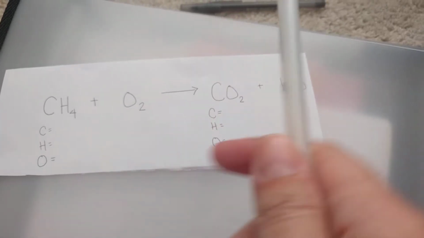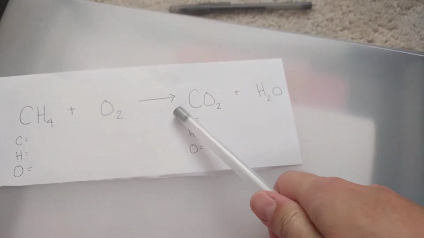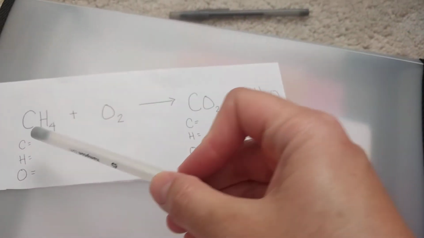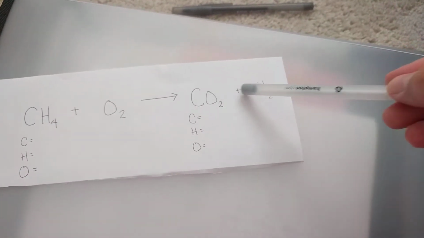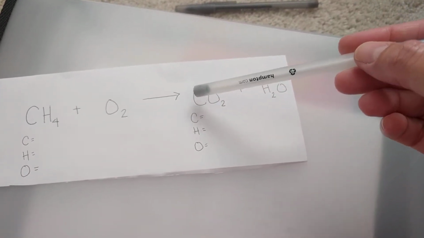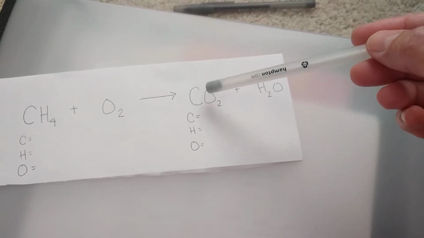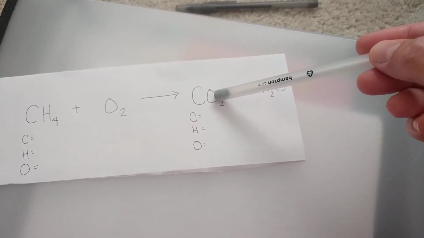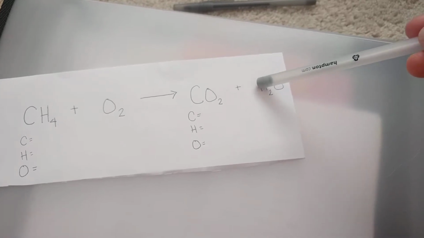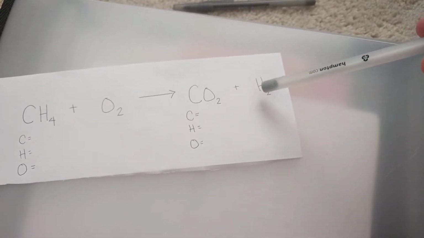Then that is like an equal sign. This arrow is like an equal sign in chemistry. This is what you get when you mix them all up. You get CO2, carbon with two oxygens, and then H2O, which is oxygen with two hydrogens.